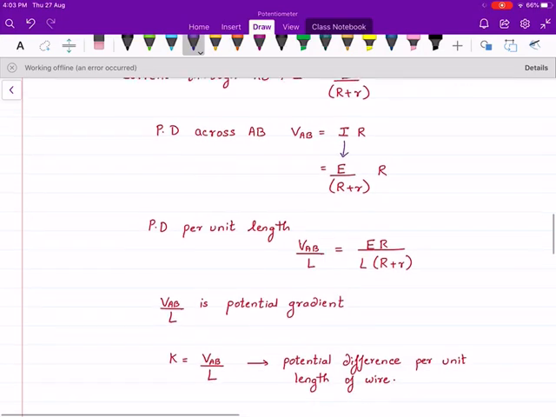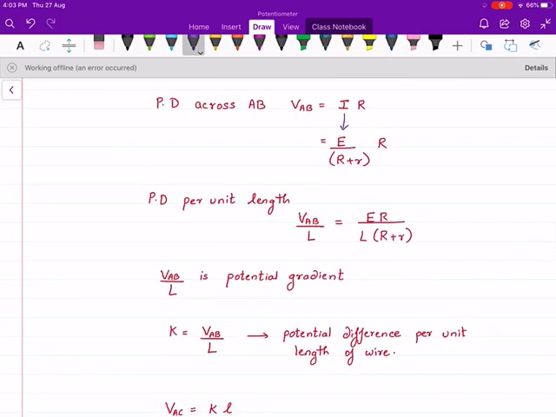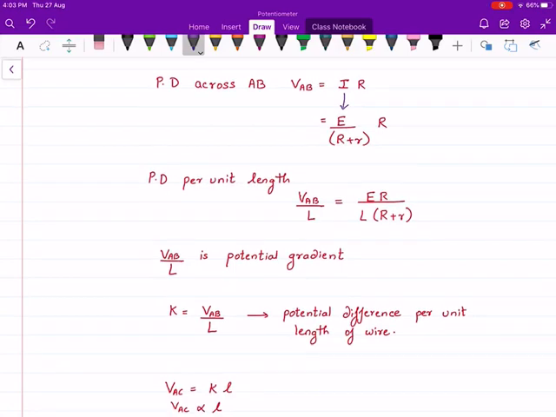Okay, now potential difference per unit length. We want to find the potential difference per unit length. What is this? E upon R plus r into R. This is equal to VAB, which is the potential difference across the entire length. So for length L, if the potential difference is VAB, what will be the potential difference for unit length? That will be VAB divided by L. So I divide both the sides by L. So I get VAB upon L is equal to ER upon L into R plus r.